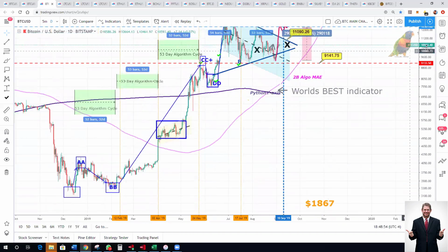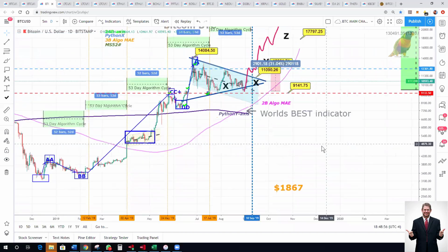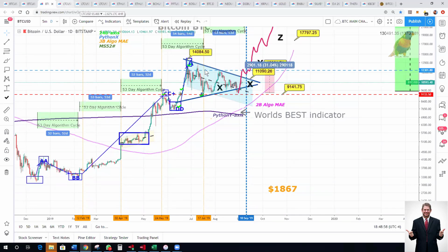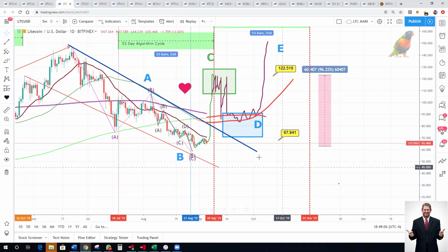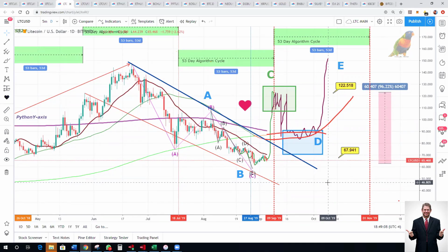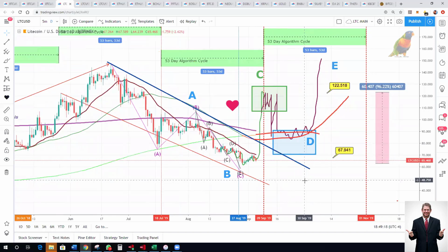But will Bitcoin break down? No, Bitcoin won't break down. Let's go back to Litecoin. Will Litecoin break down to $20? No, it's not going to happen. I want to put your mind at ease there. What we see in our data, and look, if I'm wrong with this call, then I'm wrong. But I have to give you the data as my algorithm shows it.